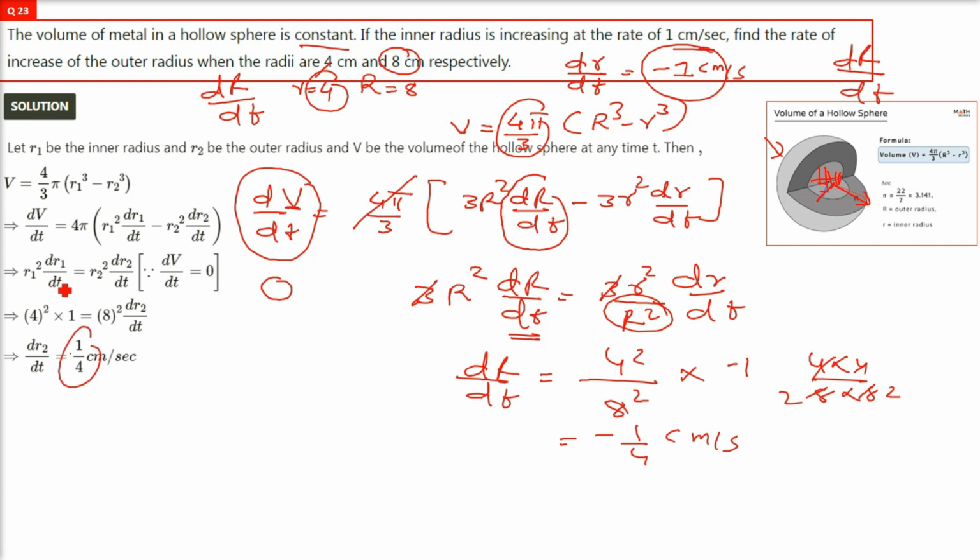So you just need to know the volume of the hollow sphere, which is 4 by 3 pi, capital R cube minus small r cube, and that's the actual thing. If you know this, other things are just the customary routine things which you have been doing since we started understanding differentiation. So the answer here is 1 by 4 centimeter per second. One more thing I would like to highlight: negative for decreasing, positive for increasing, any rate.